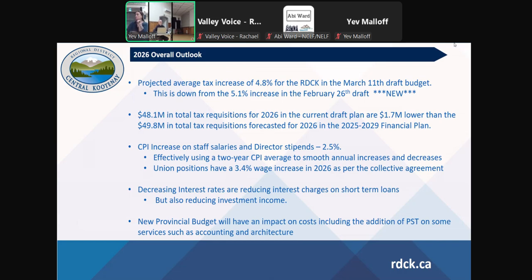The recently announced provincial budget will have an impact on costs, but that's likely later this year, including the addition of PST on some services. So this budget doesn't reflect any impact yet, so we're still looking at it.